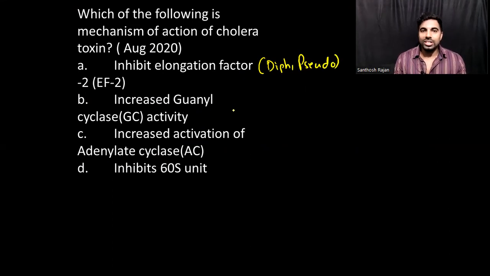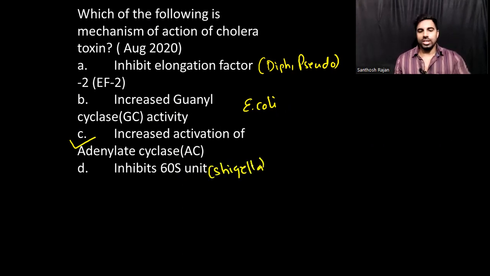Increased guanylate cyclase goes to E. coli stable toxin. We'll talk about it. And this one, AC: the increased activation of adenylate cyclase. You can remember Vibha likes to live in AC, but there are also other clues, I will explain now. This one is by Shigella.